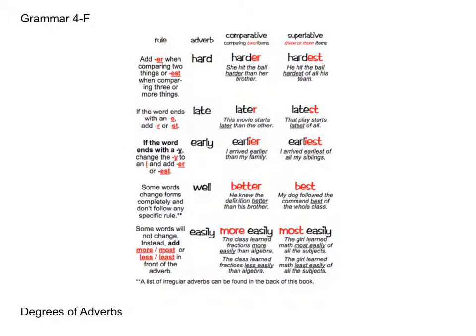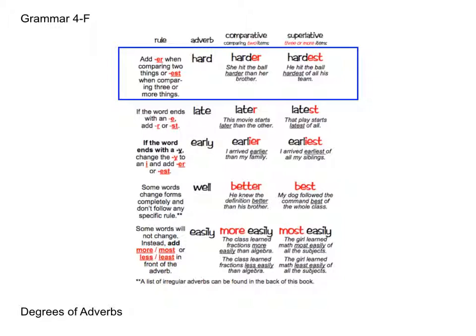Remember that when we are doing degrees of adverbs, just as we do with degrees of adjectives, we have two forms. We've got comparative and we have superlative. So comparative is where we're comparing two items against each other, whereas superlative is going to be three or more items or people or things. So what we're going to do is we're just going to hop right down to that first rule.